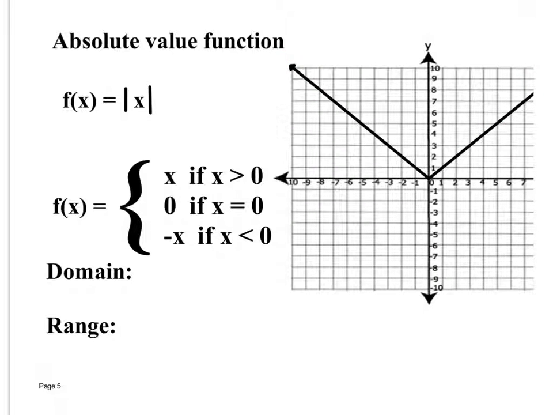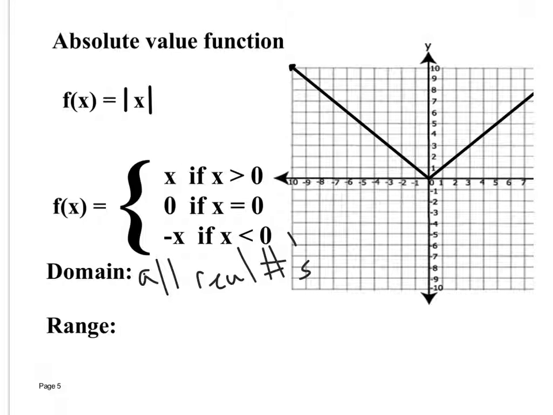My domain would be what? All real numbers. My domain's x coordinates, right? If I go left, I can go left, I can go right. It doesn't matter what number I plug in, it works. So all real numbers.